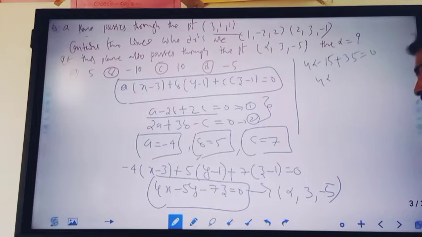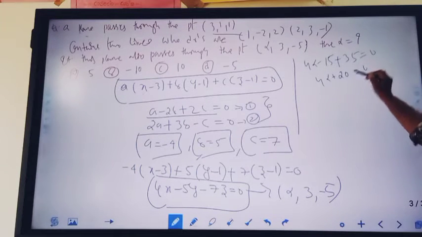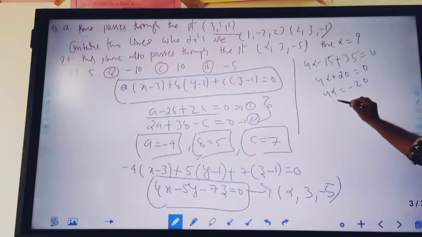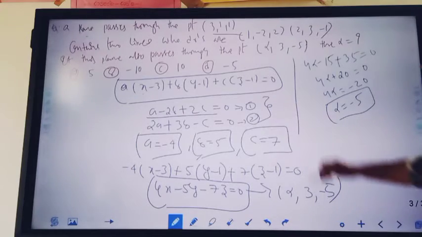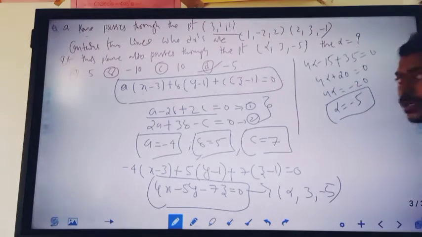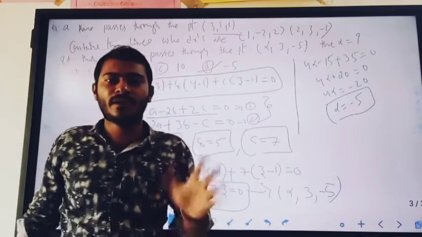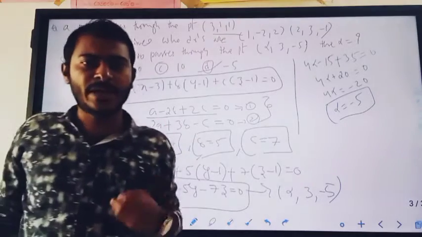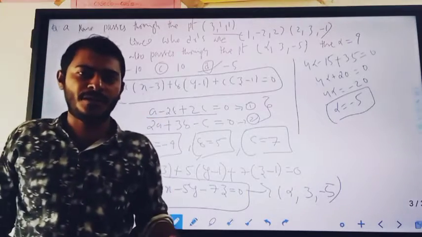So 4 alpha plus 20 equal to 0, and 4 alpha equal to -20, alpha equal to -5. So we have -5 as the alpha value, so the option is D. Here we simply do the problem. By solving this problem we take only 3 to 4 minutes. In exam you have to crack it very speedily.